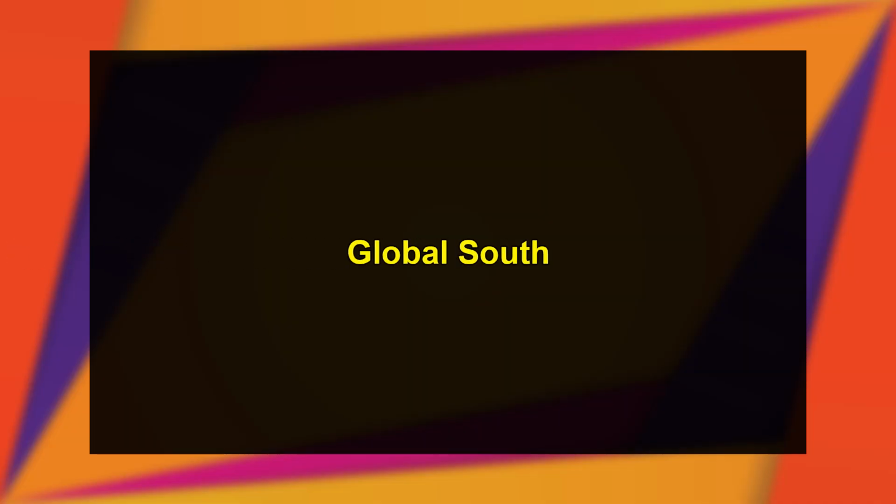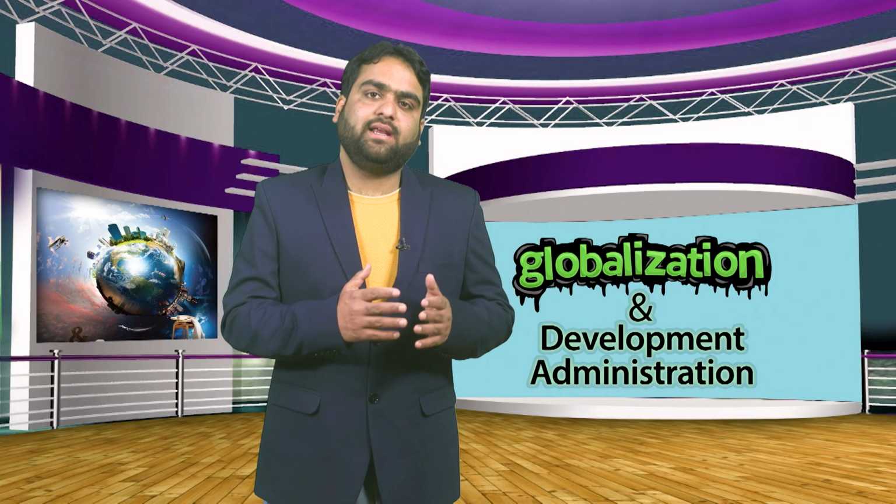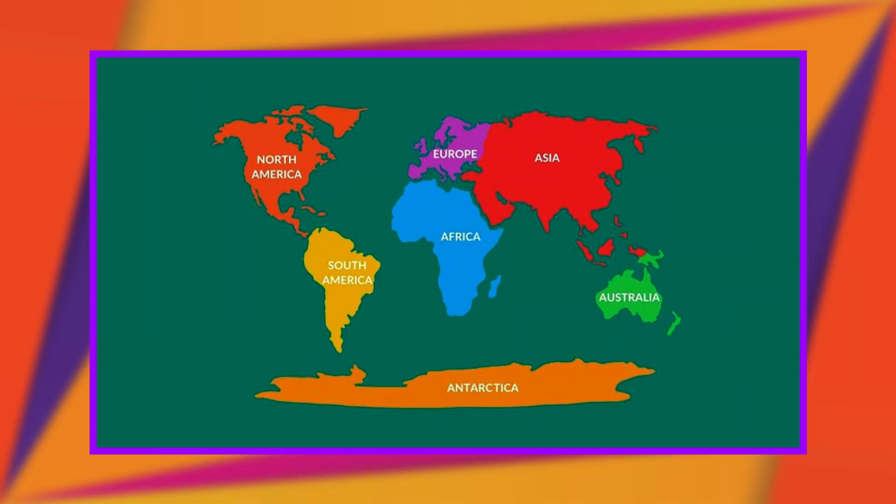Let's have a brief introduction about Global South. Global South refers to countries often characterized as developing, less developed, or underdeveloped, primarily located in Africa, Asia, Latin America. These nations typically experience higher levels of poverty, income inequality, and challenging living conditions compared to the wealthier nations of Global North.